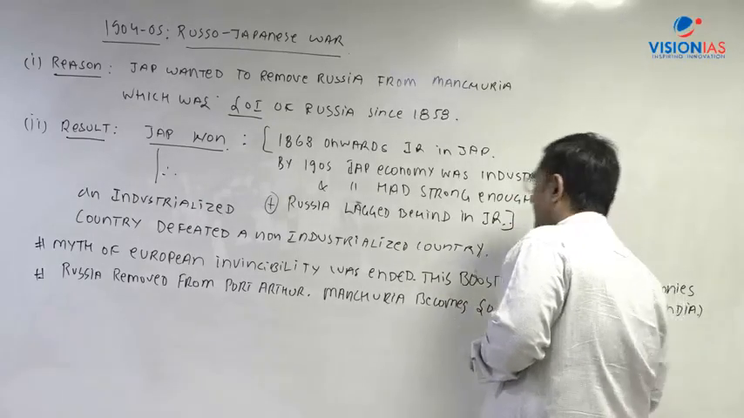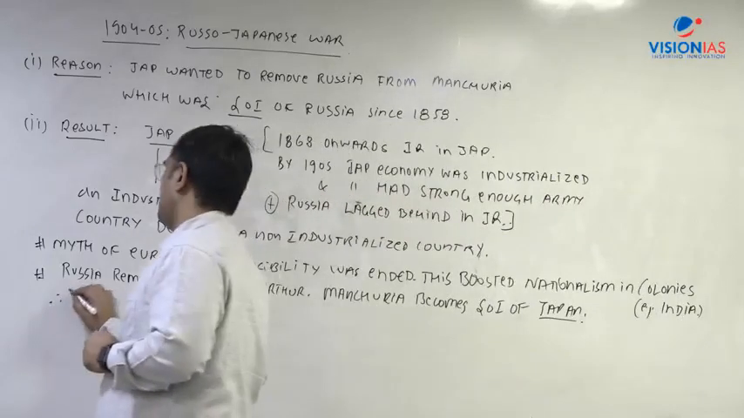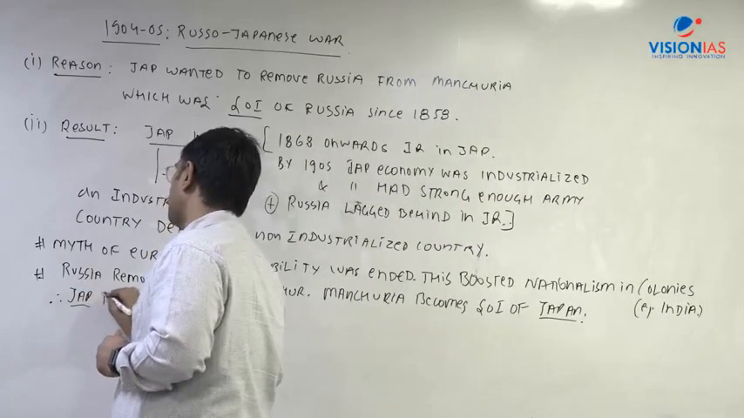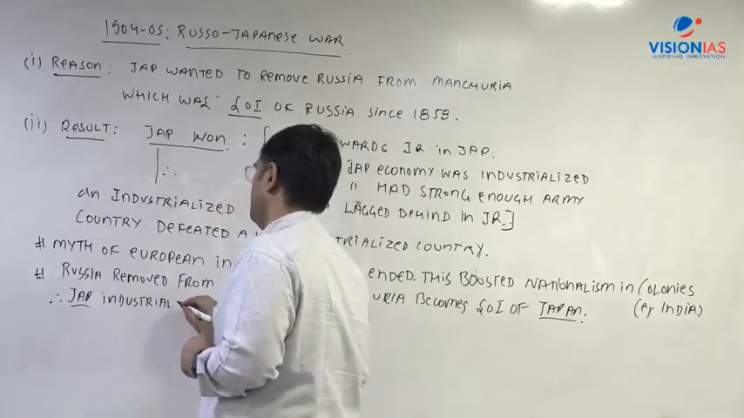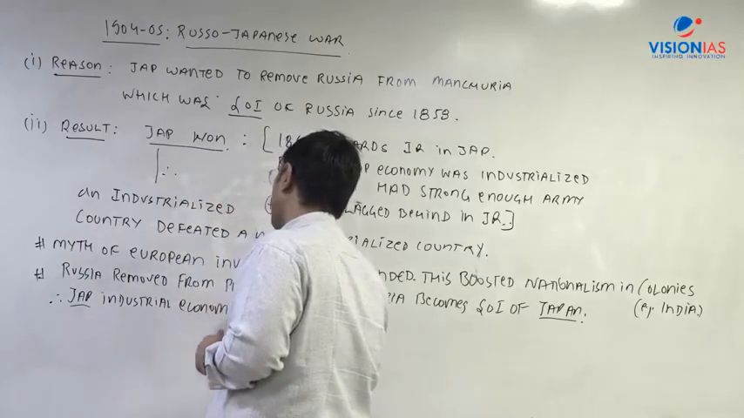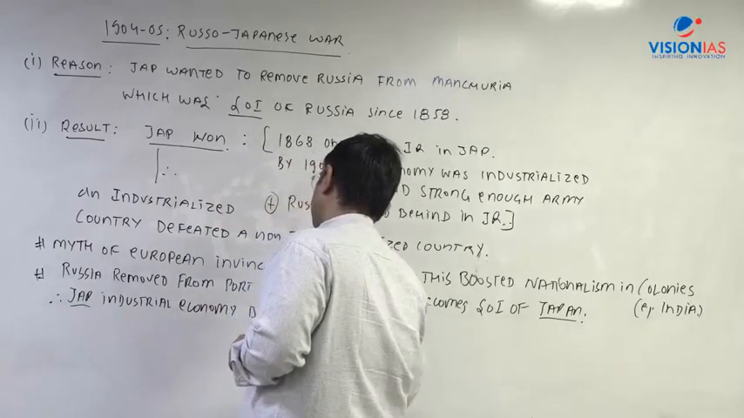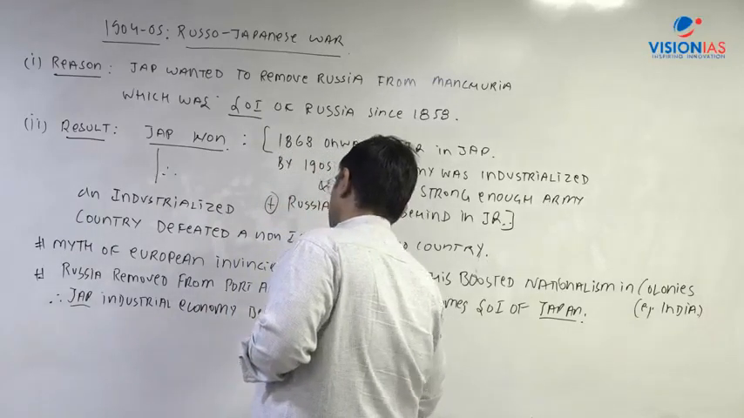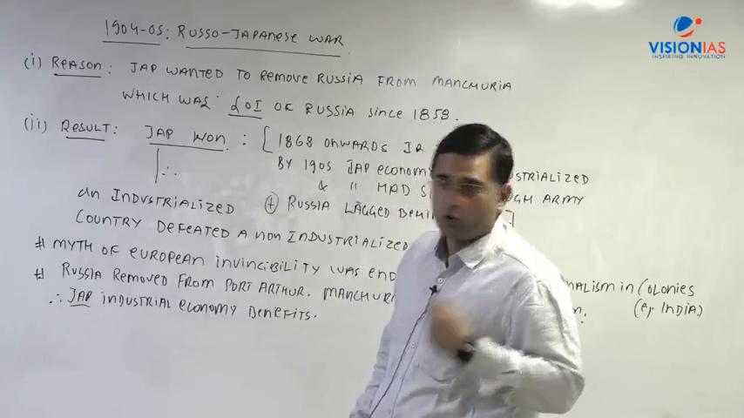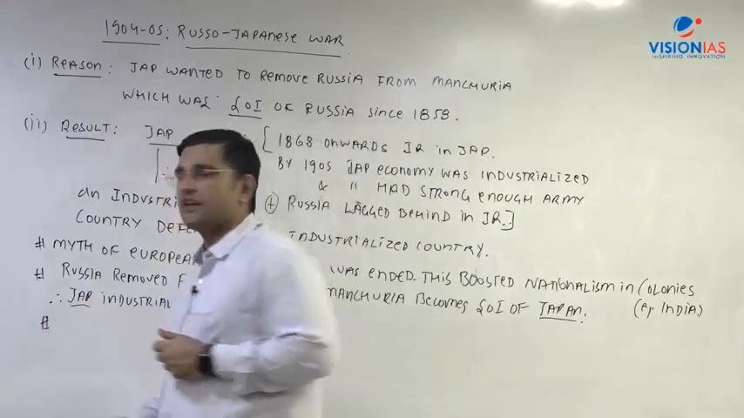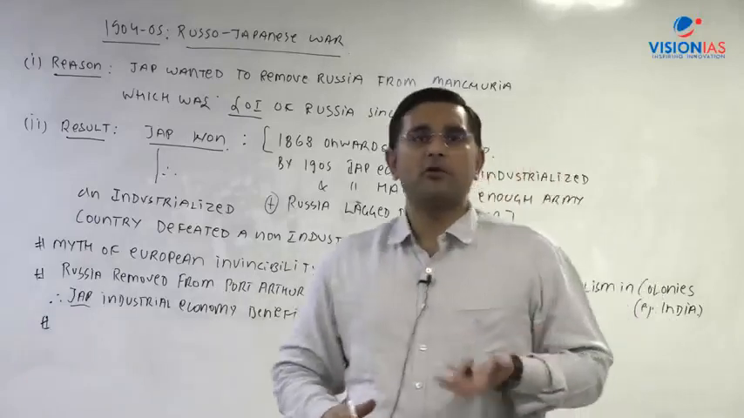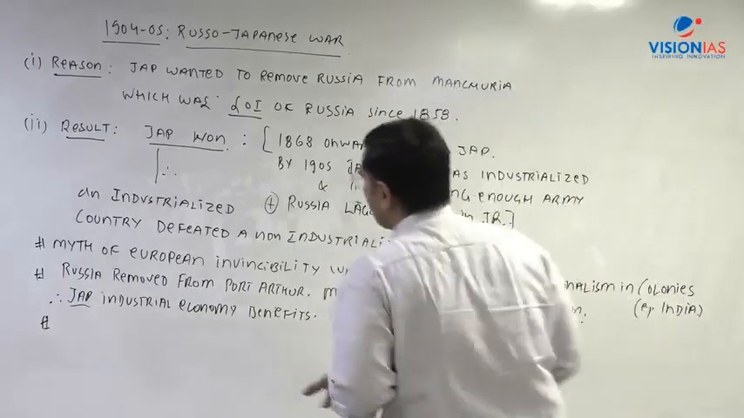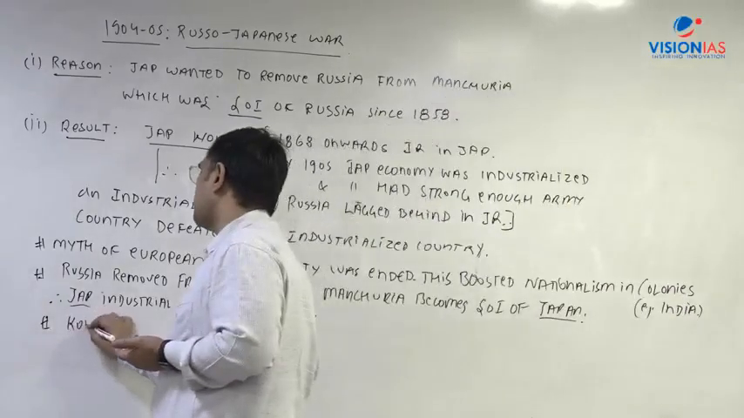Right? So therefore, as a result, what will happen? Therefore, Japanese industrialization will further get a boost, or Japanese industrial economy will benefit. Okay? Because Manchuria is coal rich. With Russia gone, now they can move ahead in Korea. And now they convert Korea into their protectorate. So therefore, in 1905, Korea is converted into a protectorate.